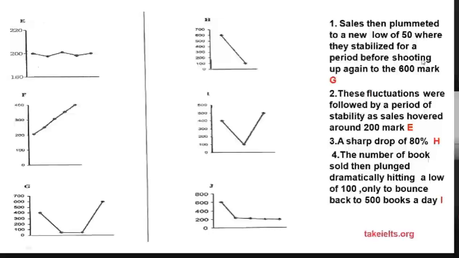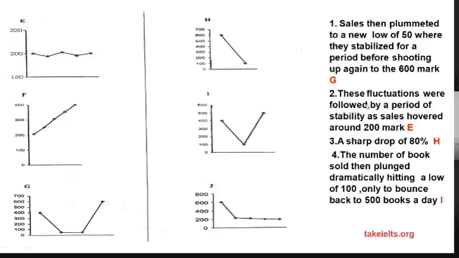These language items not all candidates can give; everyone uses the same words, increased and decreased. But if you are different, as you are trained from the British Council, you will say shoot up, you will say stabilized, you will say plummeted to a new low. Then your score will be above 7, no doubt, if you can do it.